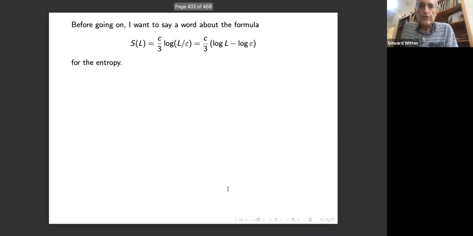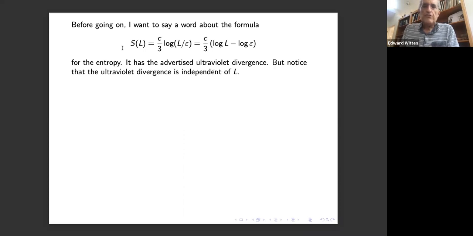So maybe I'll say one more thing about this. I want to say a word about the formula for the entropy of a region in 2 dimensions. So first of all, it has the advertised ultraviolet divergence. Epsilon is a short distance cutoff. But notice that the ultraviolet divergent part is independent of L.